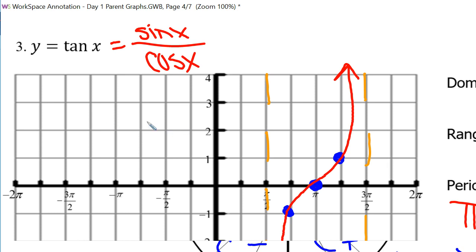So if I go to the left, where would the next vertical asymptote be? Negative pi over 2. And where would the next vertical asymptote be? Negative 3 pi over 2. So drawing those two vertical asymptotes, and just draw in these 3 points. So in the middle, between the two vertical asymptotes, that middle point should be on the x-axis. So find the middle between the asymptotes. That middle point needs to fall on the x-axis.